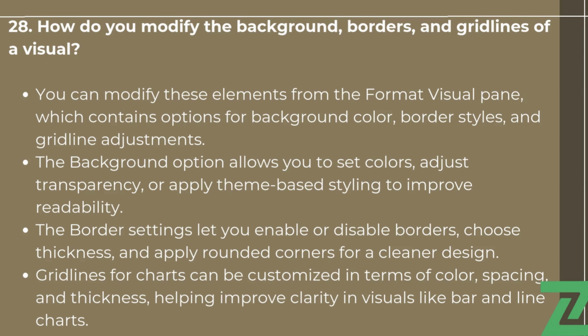28th question. How do you modify the background, borders, and grid lines of a visual? You can modify these elements from the Format Visual pane, which contains options for background color, border styles, and grid line adjustments. The background option allows you to set colors, adjust transparency, or apply theme-based styling to improve readability.